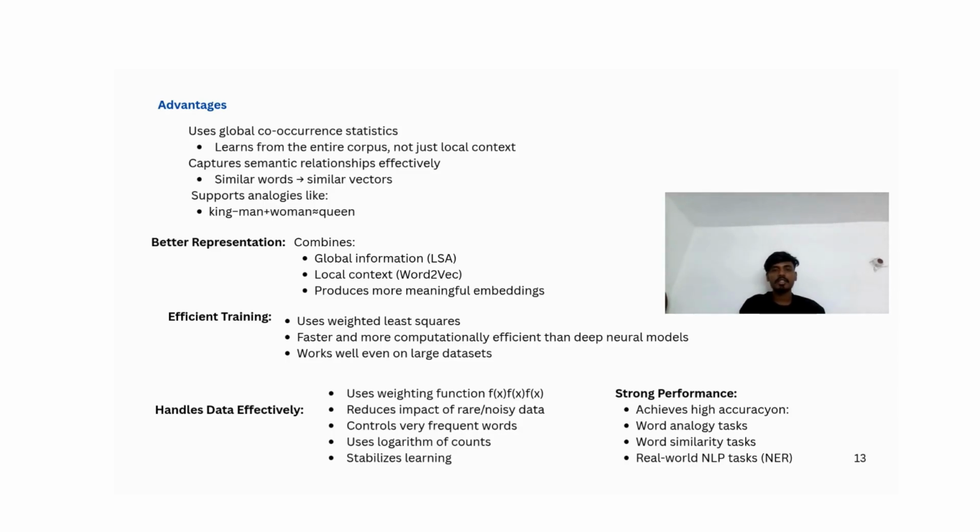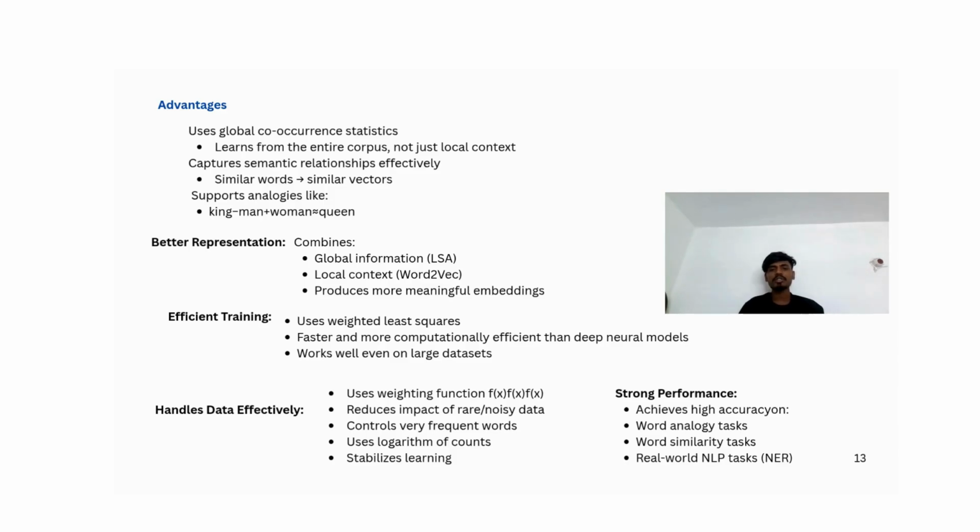So, the advantages of this: GloVe has several important advantages that make it widely used. First, it uses global co-occurrence statistics, which makes it more informative compared to models that only use local context. Second, it captures semantic relationships between words effectively, such as analogies and similarities. Third, it is computationally efficient and scalable, meaning it can be trained on very large data sets.